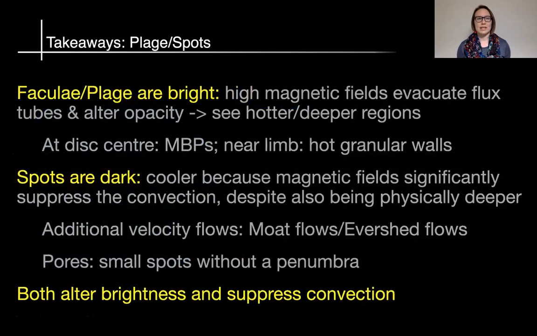So the takeaways, again, are that faculae or plage are bright and they have high magnetic fields, and you're seeing deeper into the star in those regions because the opacity has been altered. Whereas spots appear dark because the convection has been so inhibited that you actually have a lot less heat transport there, and it's cooler, and there's a lot of velocity flows going on with those as well. And if you have a pore, that's kind of like a small spot and it doesn't have a penumbra, it doesn't have that extra ring around it. But the key here is that both alter the brightness and both suppress the convection.